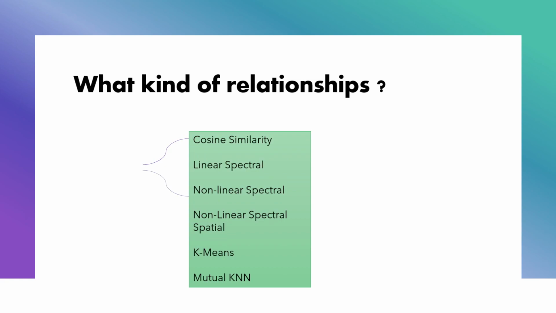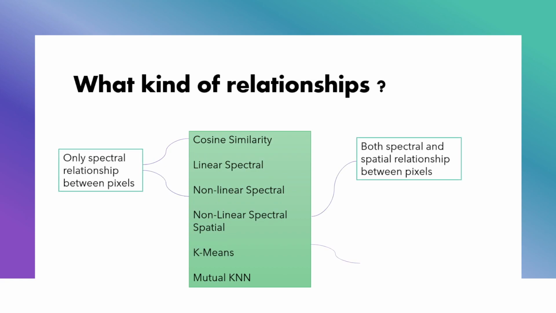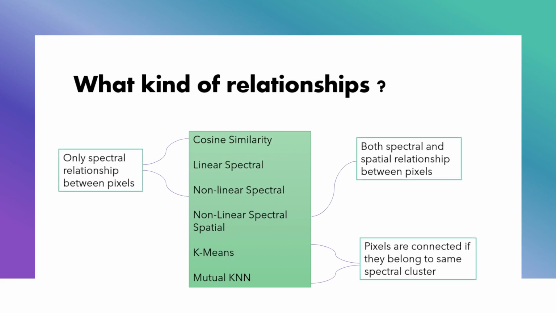Now what kind of relationships are they? The first three you see only consider spectral relationships between pixels. The fourth one considers both spectral and spatial relationships between pixels. And the last two are spectral clustering of the pixels, where the pixels are connected only if they belong to the same cluster.